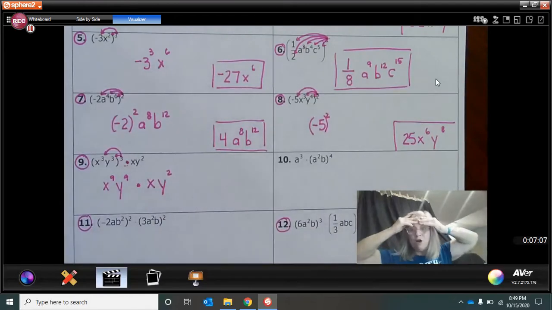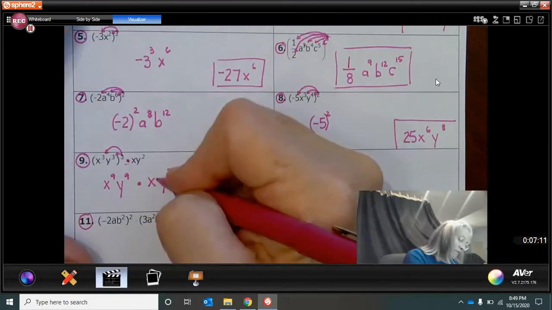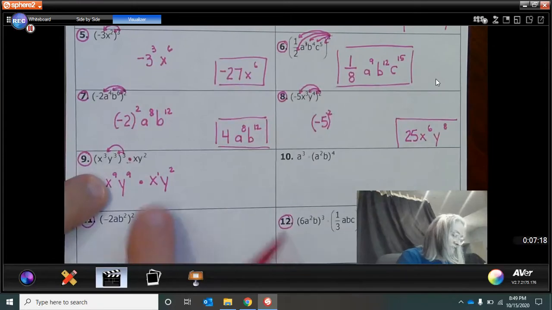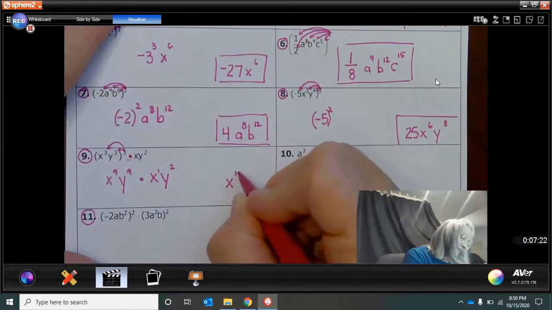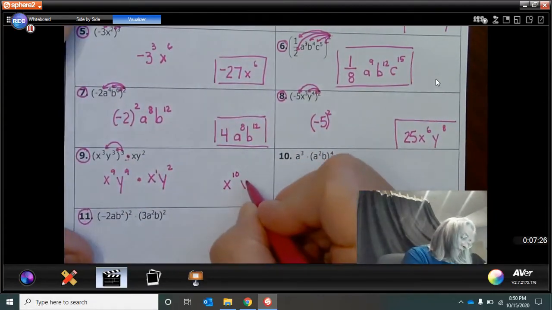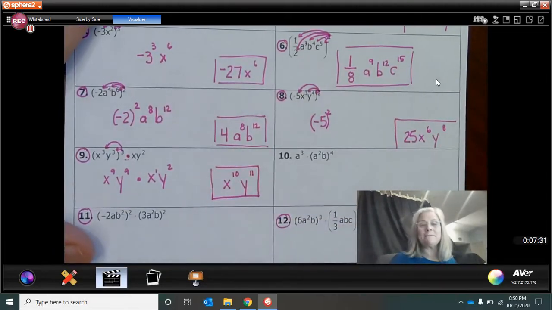Now wait, when we multiply with exponents, we add them. Okay, and on this x, there's a hidden 1. Everything's to the power of 1. So that's x to the 9th times x to the 1st is x to the 10th, because we add them together. y to the 9th times y to the 2nd is y to the 11th, because we add 9 plus 2 to get 11.